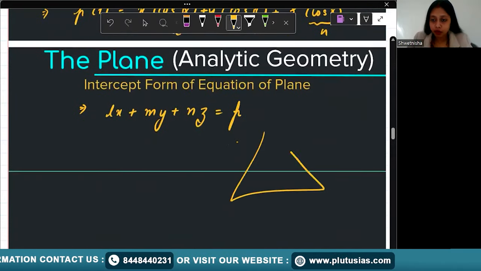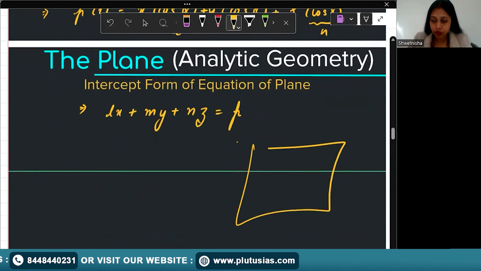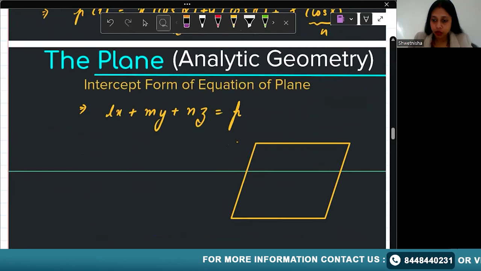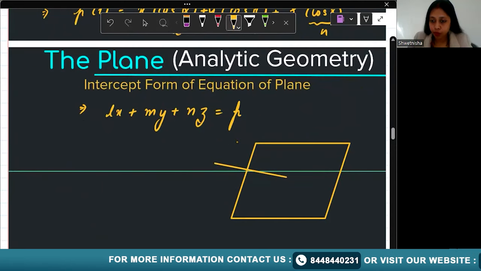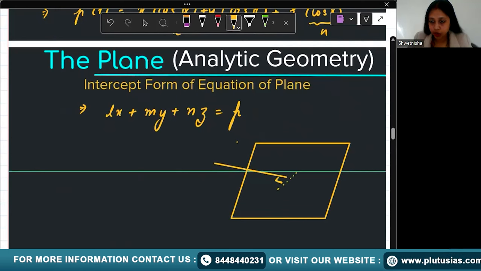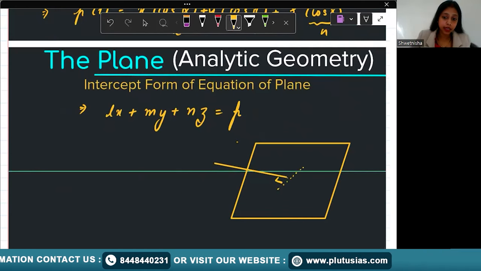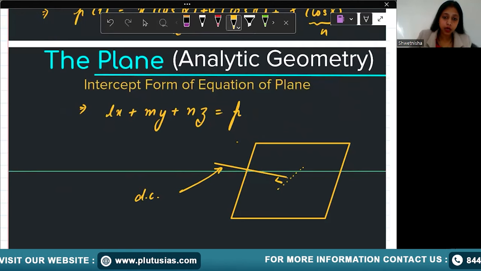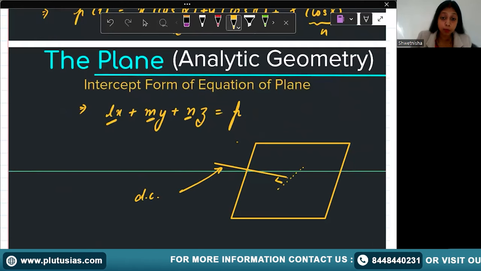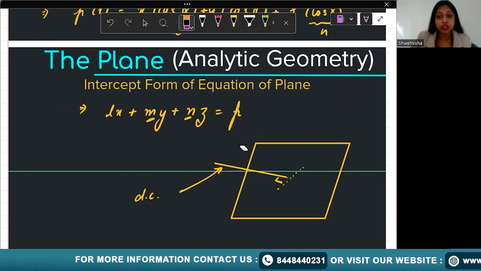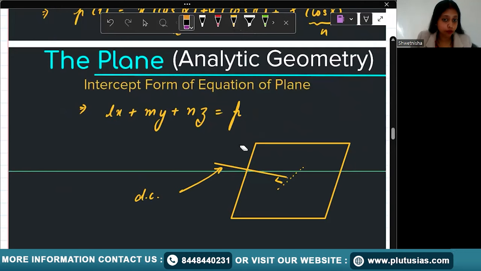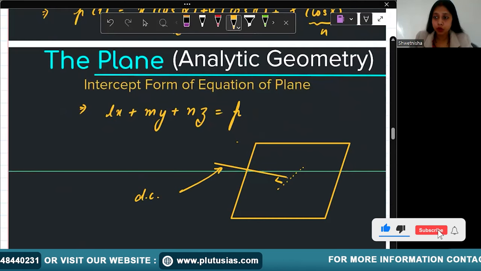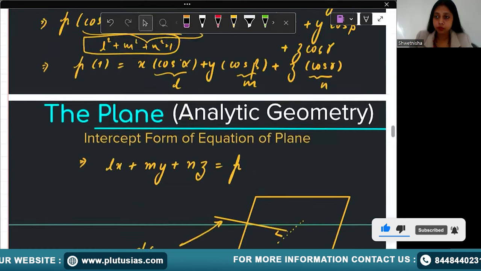I repeat this. If you have a plane, and you have a line which is perpendicular to this plane, then direction cosines are these coefficients. But direction cosines are these coefficients only if this is the normal form. Only if this is the normal form, right?